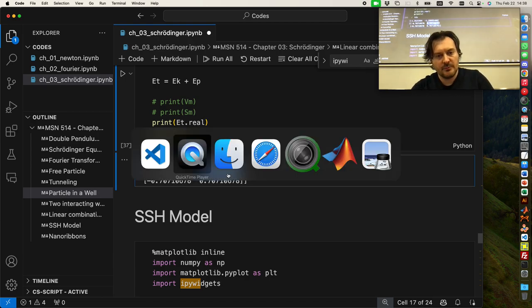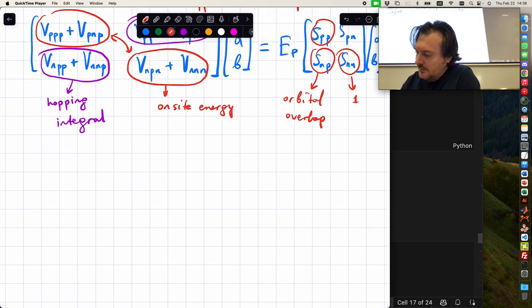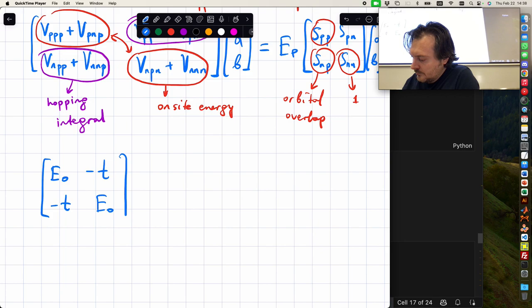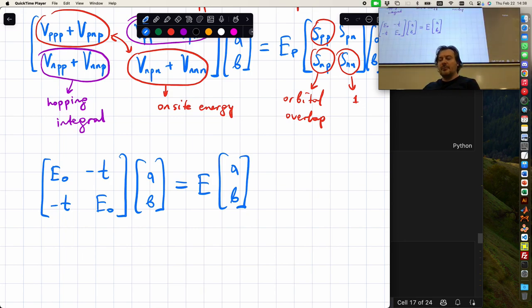So you are basically, okay, let me explain. What we got at the end is a situation like this. I have on-site energy E0. Equals to energy times AB. This is a simplified version of what we have just seen, okay? And this one we can call tight binding. So this is representing an integral, right? And this is on-site energy.